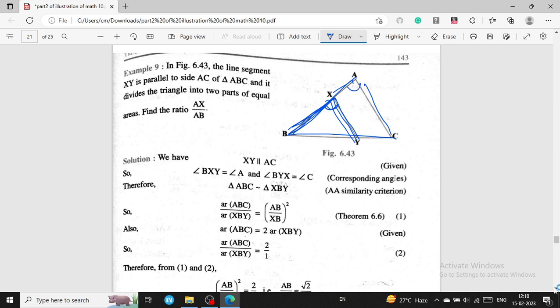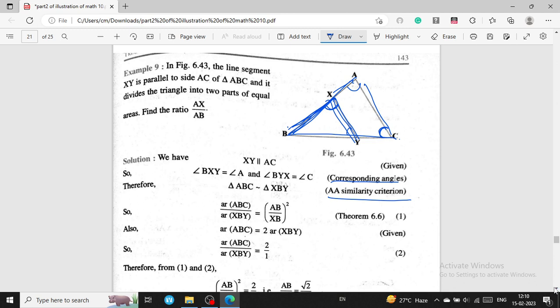Angle BYX is equal to angle C, corresponding angles. And so triangle ABC and triangle XBY are both similar according to the AA similarity criteria. And area of triangle ABC over area of triangle XBY is equal to AB over XB whole square, according to the theorem which is proved in the previous theorem.